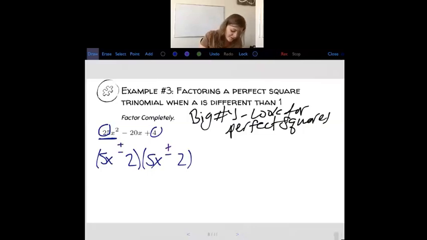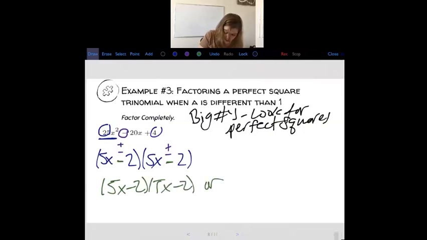The sign is determined by what's in the middle. These numbers have to add to a negative, so we're going to pick minus. Whenever you do this, I highly recommend for sure checking your work, because at this point, we're guessing, but we're making a good guess. Okay? So in this case, our answer would be 5x minus 2 times 5x minus 2, or 5x minus 2 squared. Either will work.